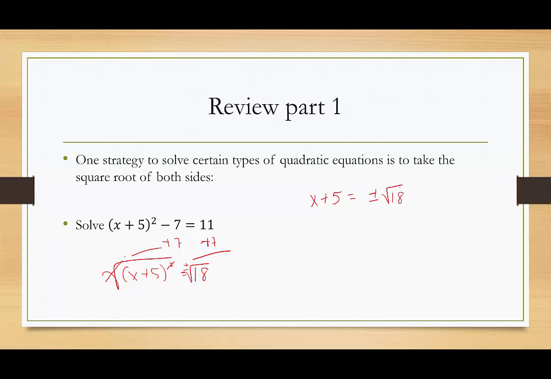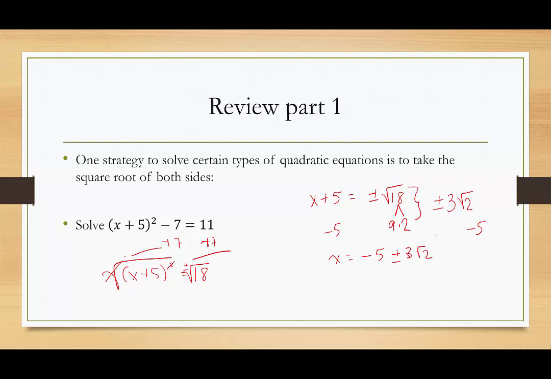The next thing before we isolate x that we want to think about is, can we simplify the square root of 18? Does 18 have any perfect square factors besides 1? And the answer is yes. We could think of 18 as 9 times 2 because 9 is a perfect square. That would give us positive or negative, the square root of 9 is 3, radical 2. Then we would subtract 5 from both sides, giving us our final answer of negative 5 plus or minus 3 times the square root of 2.